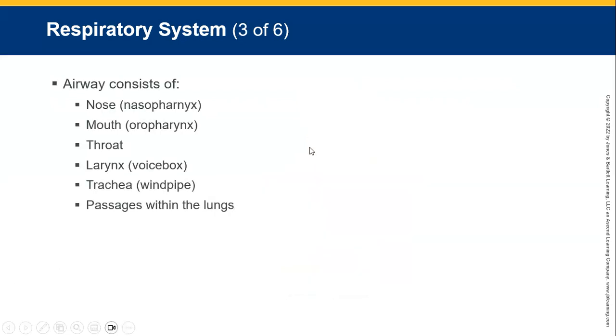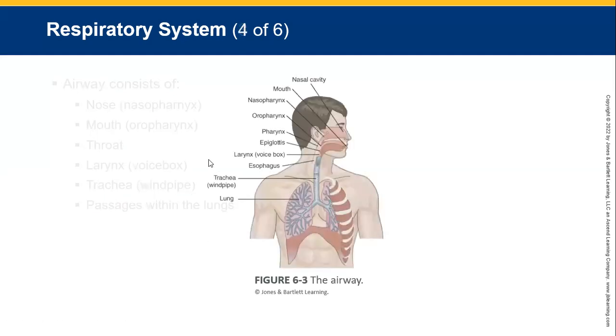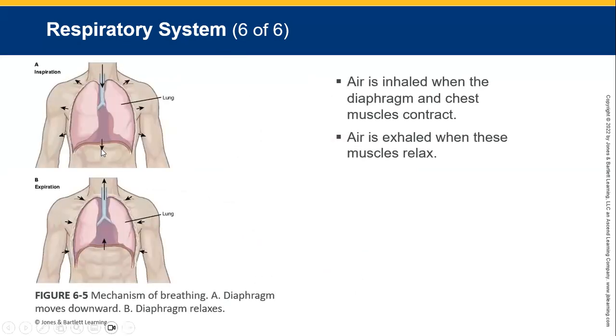There we go. Nose, nasopharynx, mouth, oropharynx, throat, larynx being the voice pipe, trachea being the windpipe, and the passage to the lungs, the bronchi. There's the picture again. The epiglottis is the little flap of membrane that covers the throat and prevents water, foodstuffs, and things like that from entering the lungs.